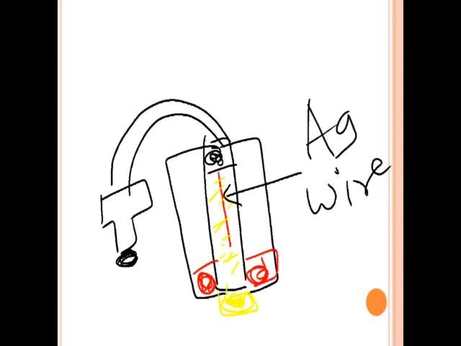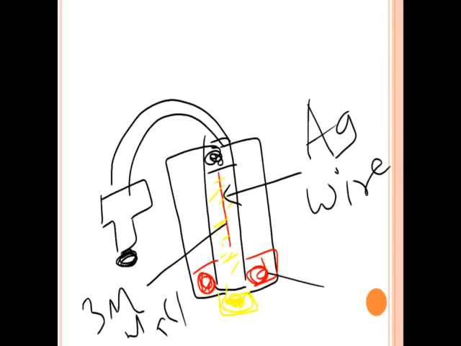Then this wire is present in the solution, this yellow color solution. This solution is NaCl solution, and this NaCl solution is 3 molar NaCl solution. Okay, so the wire is dipped in the 3 molar NaCl solution.